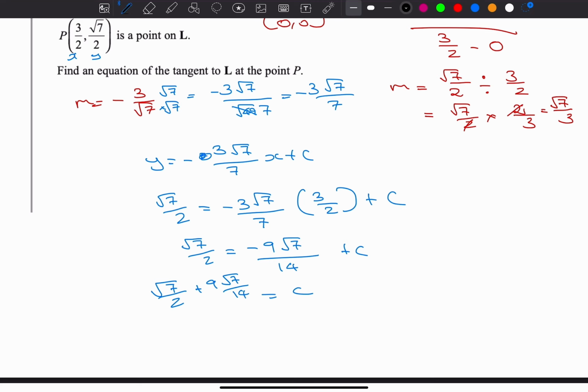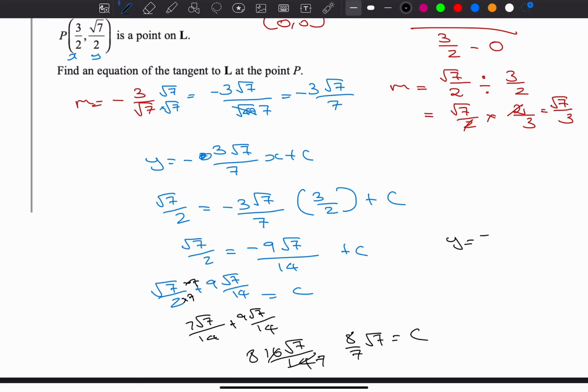Without a calculator, times it by 7 top and bottom: that's 7 root 7 over 14 plus 9 root 7 over 14, which makes 16 root 7 over 14. Simplify 16 and 14 to 8 and 7, so 8 over 7 root 7 is c. So your equation is y equals minus 3 root 7 over 7x plus 8 root 7 over 7. That should be more than enough.